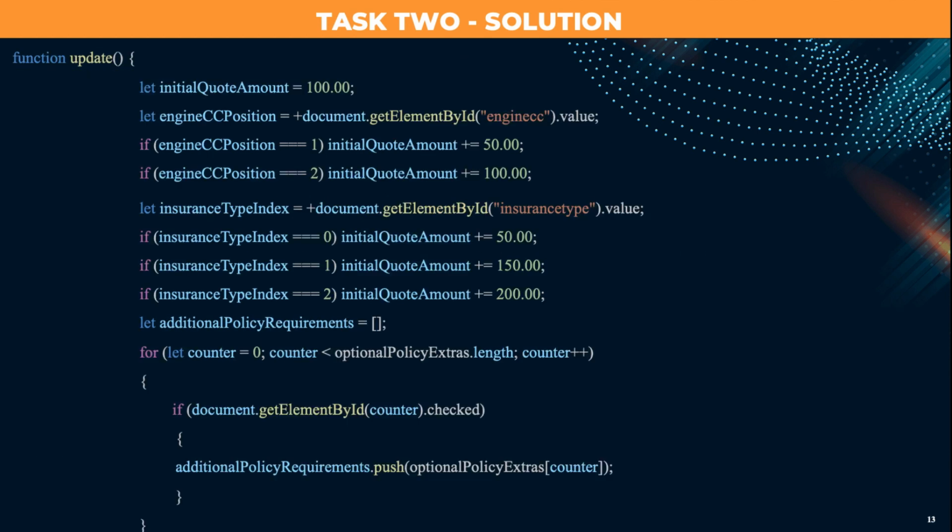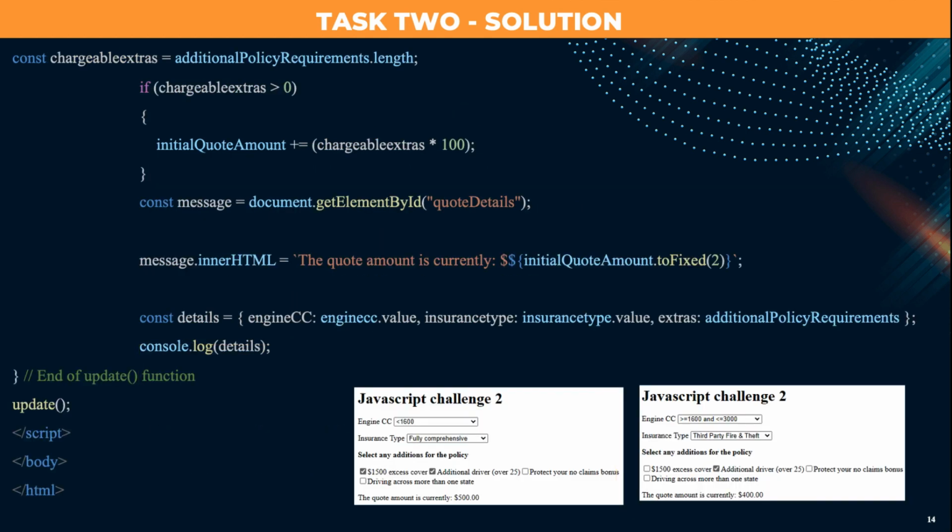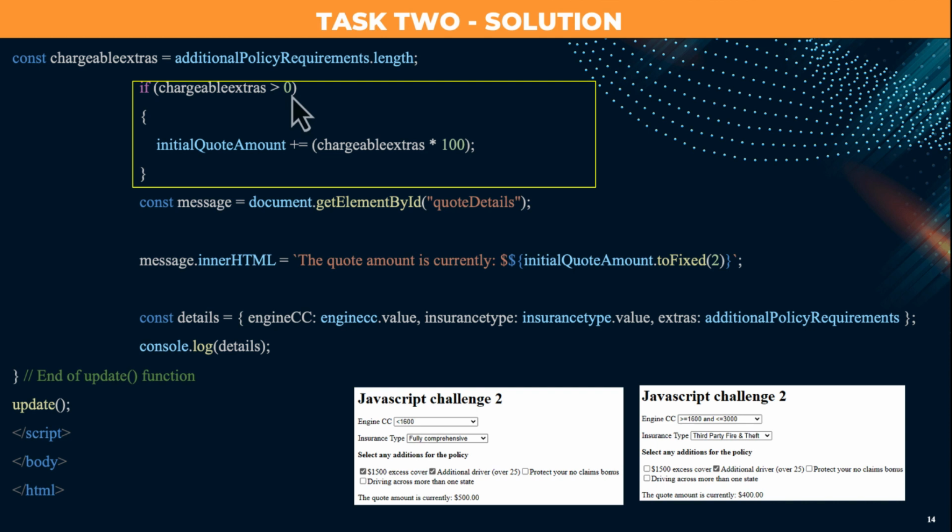And earlier we created an array called additionalPolicyRequirements, which was initially empty. But what we did here was we then iterated through it and added any of those that were checked. So we now know how many have been checked and they have been put into the array. So now what we're saying is find the length of that, and if it is 0, then we won't really do anything. If it's greater than 0, we want the initial quote amount to have a certain value added on.